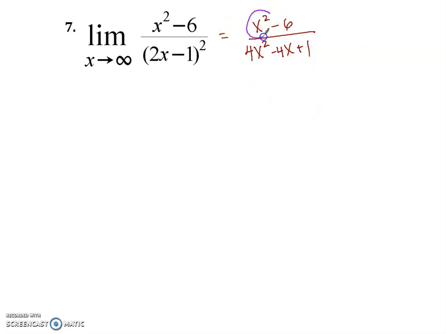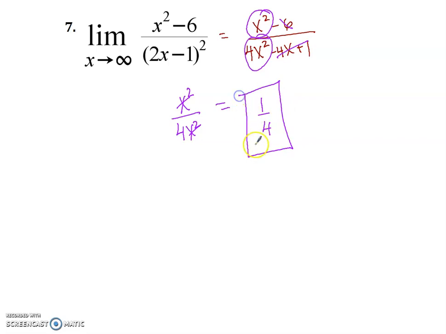So now I can look at my highest degree terms. So that's going to be x squared over 4x squared. The rest of this isn't going to matter as x gets so big. I'm going to simplify it. So the x squareds are going to cancel, and that'll just give me a limit of 1/4.